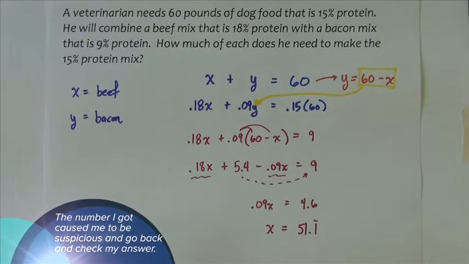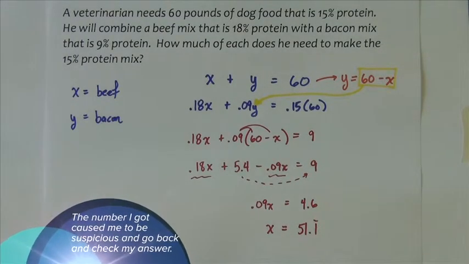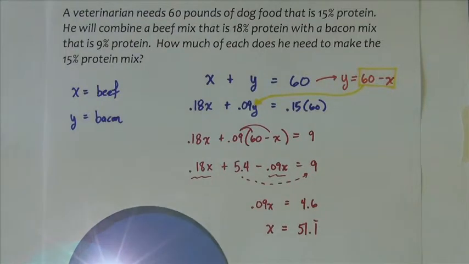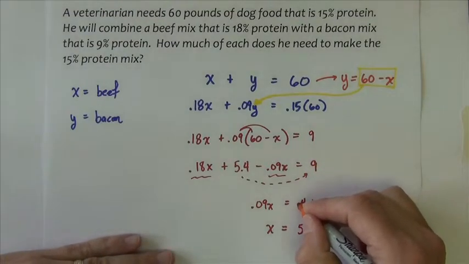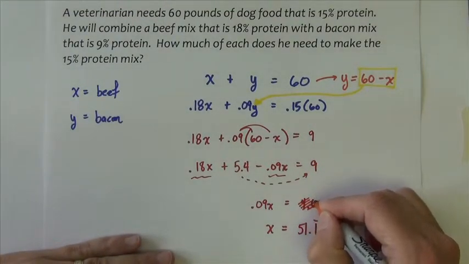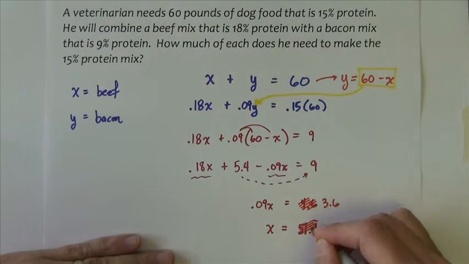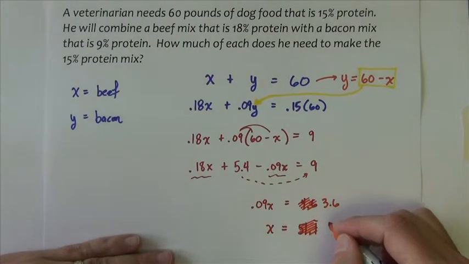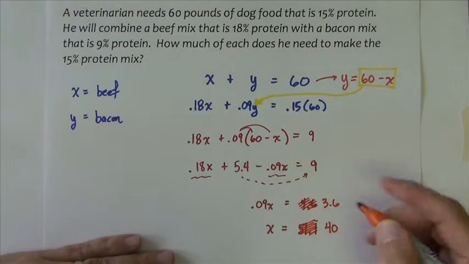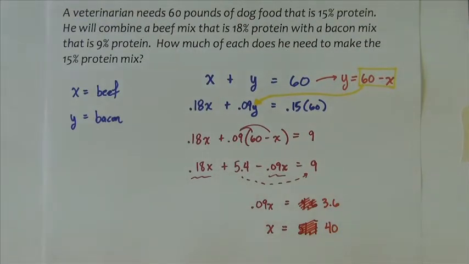Alright, this is probably a good time to go back and just check my work and make sure I haven't made any mistakes. I'm going to go back and refigure on the calculator real quick. And we find that I did make a mistake. Right here, when I subtracted 9, that's not 4.6, that was 3.6. And so when I divide that by 0.09, that should be 40. All right, much better looking numbers.